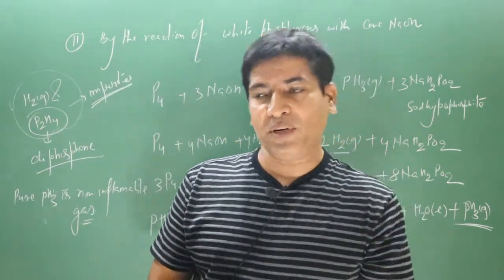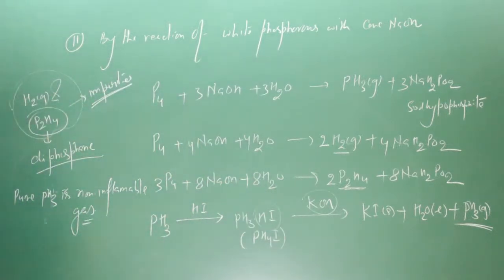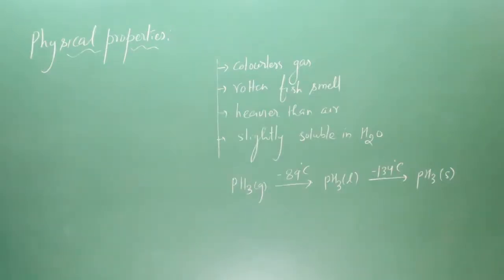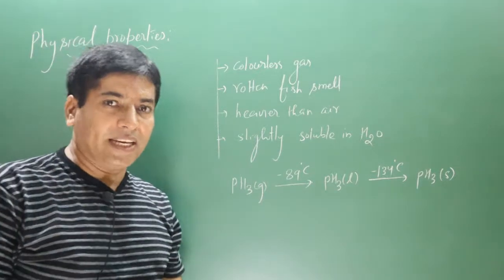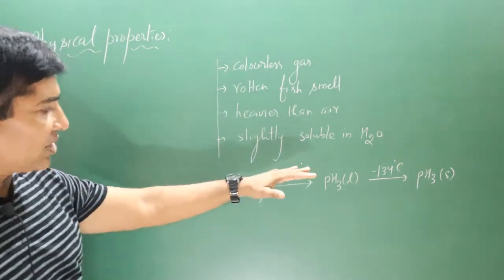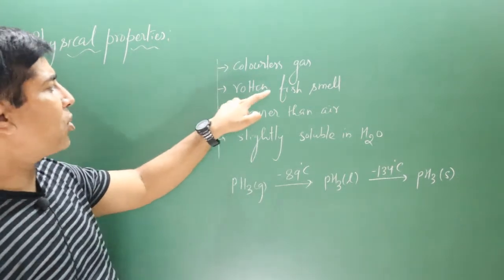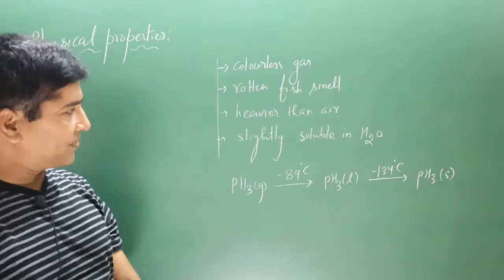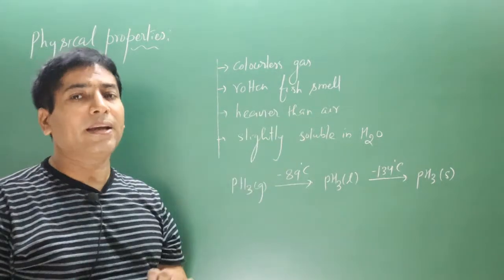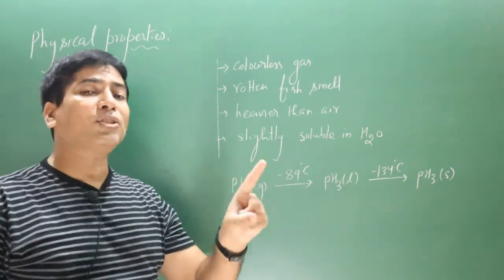Now let's discuss its properties. Next we have the physical properties of phosphine gas. These are some selective physical properties of phosphine gas. Phosphine gas is a colorless gas. It has a rotten fish smell like ammonia gas. Phosphine gas is heavier than air, and phosphine gas is less soluble in water.